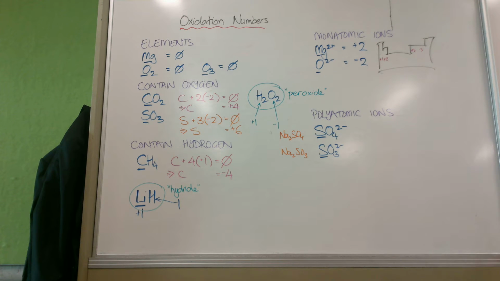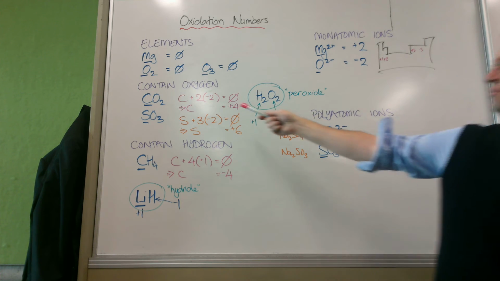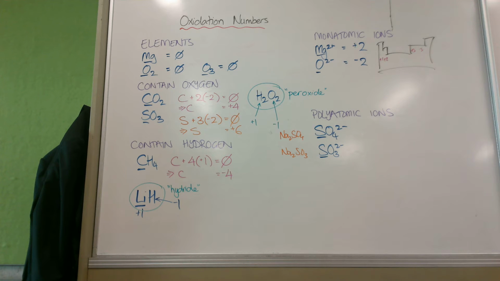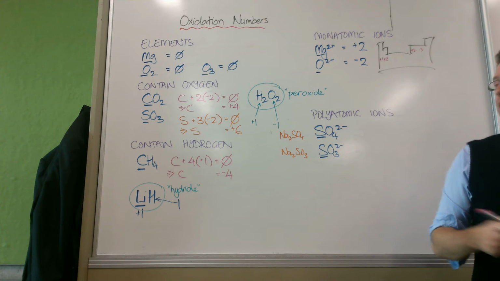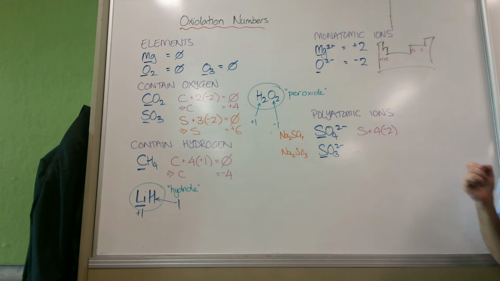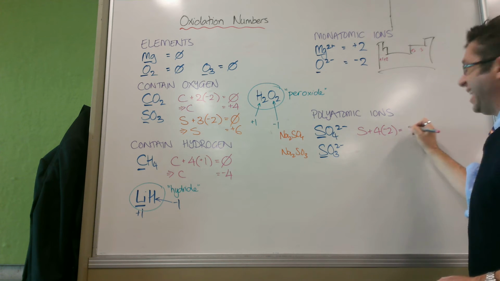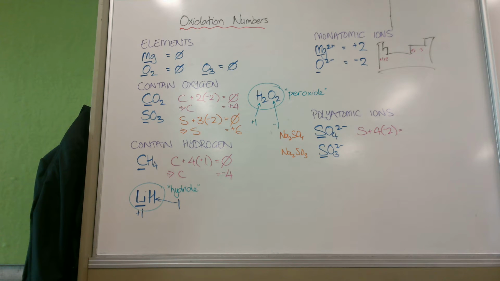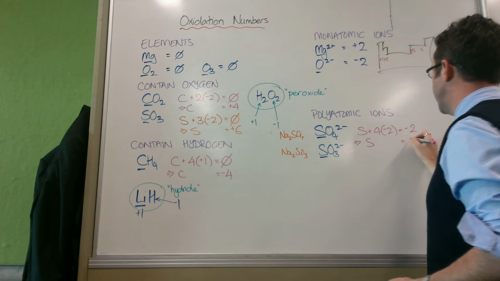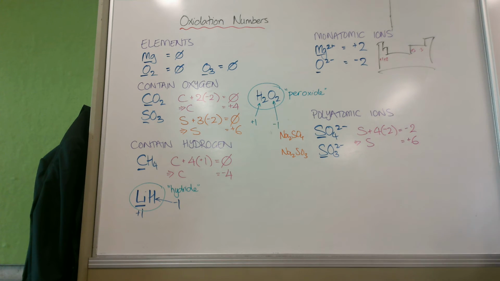This is really similar to working it out for this. The difference is, see how they equaled 0 because they were molecules? These are not molecules, they're ions. So S plus 4 times -2, because it's got oxygen in it, is not going to equal 0, but it's going to equal the charge of the ion. Therefore, in this case, sulfur, again, is equal to +6, like we saw in sulfur trioxide, because 6 minus 8 equals -2.